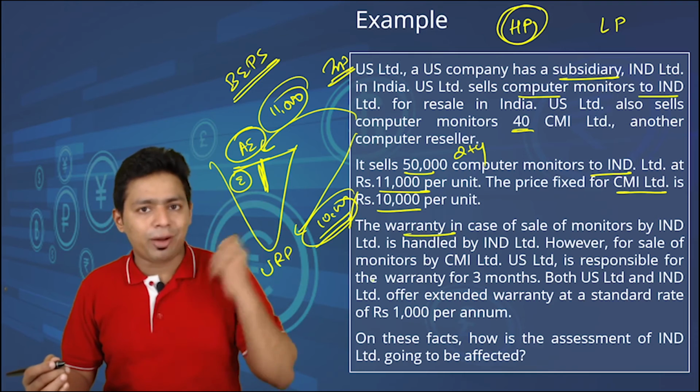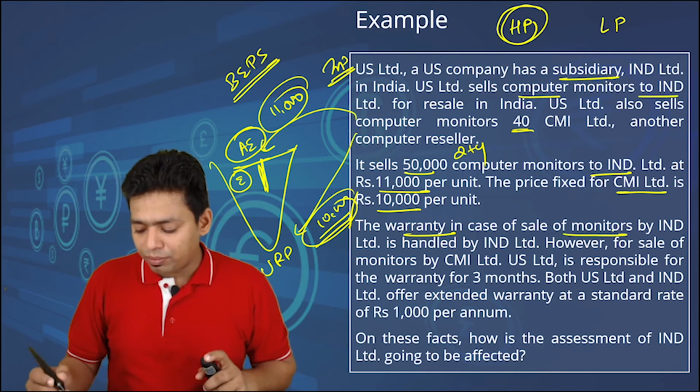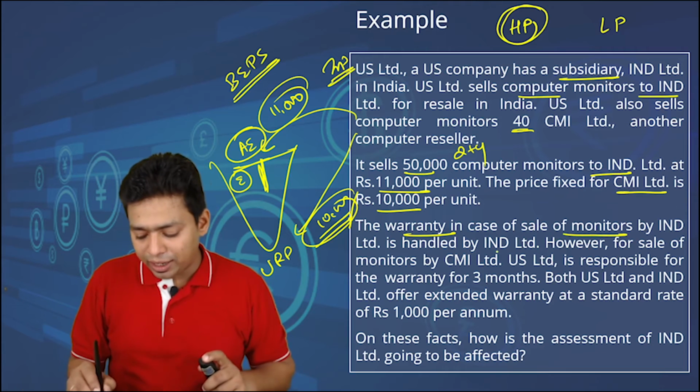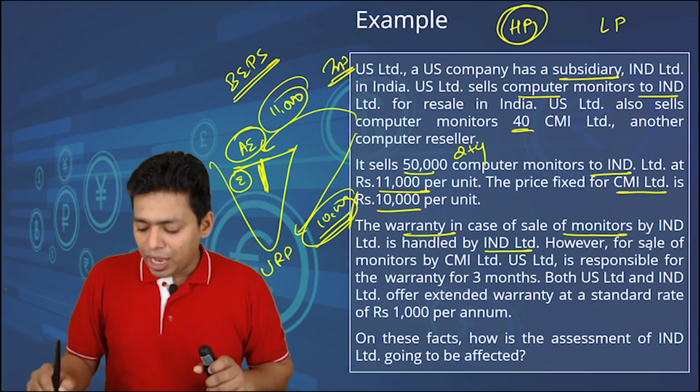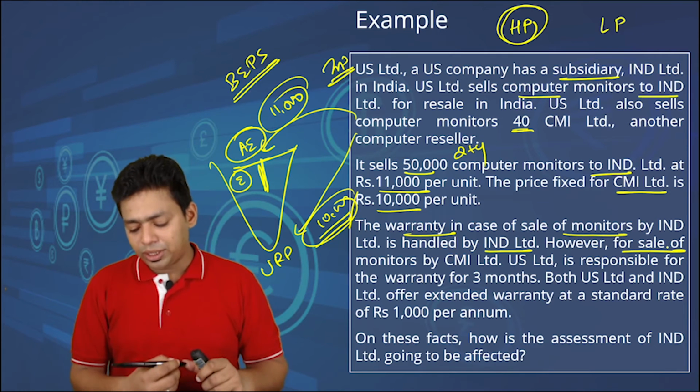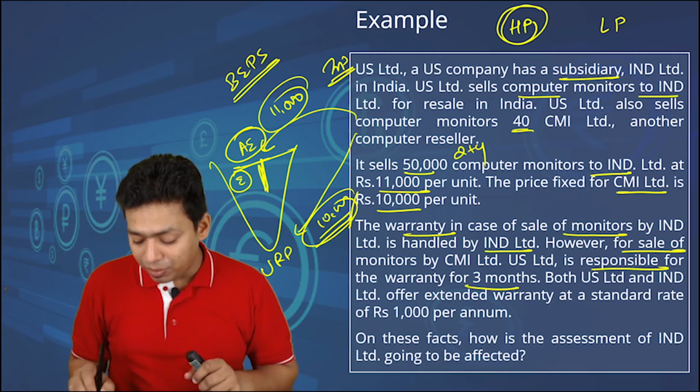Obviously now they will justify: no, because of warranty we have to do this. So let's see the warranty. The warranty in case of sale of monitors by Ind Limited is handled by Ind Limited. So the warranty will be handled by Ind Limited only. However, for sale of monitors by CMI Limited, US Limited is responsible for the warranty for 3 months.